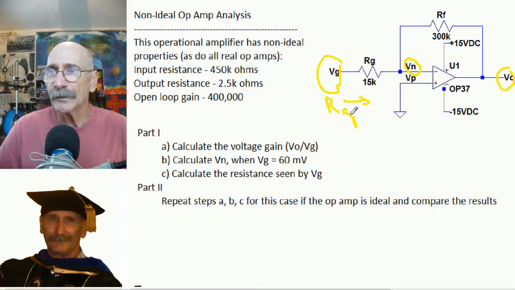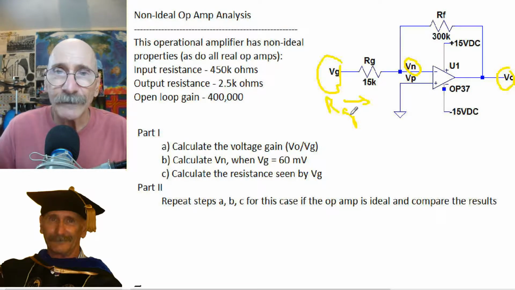And in part two of this problem, we just repeat steps A, B, and C for the case where the op-amp is ideal, and compare the results to what we got. Okay, so let's begin.